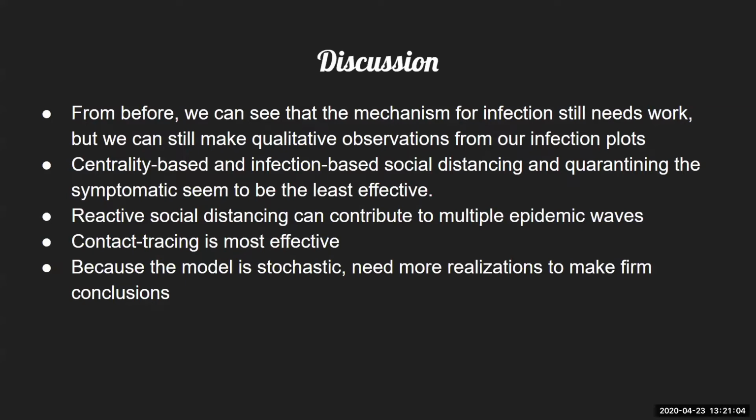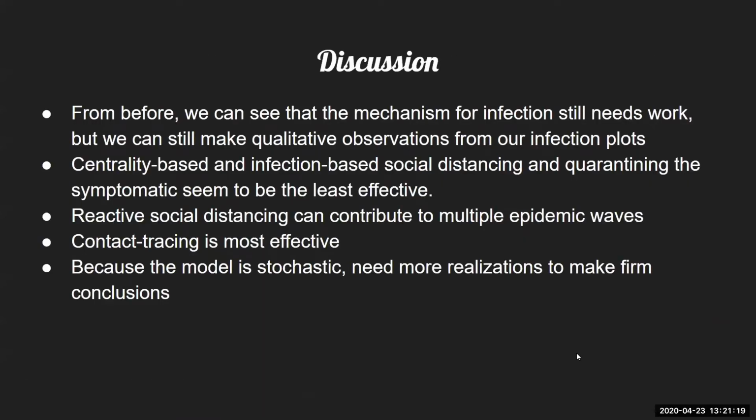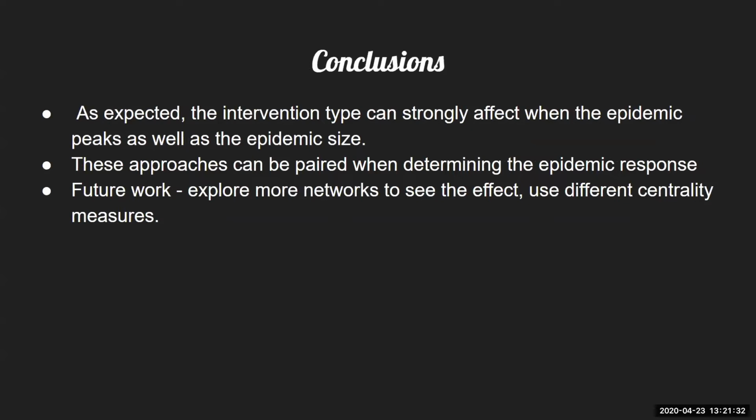We see that actually, if you go back, with reactive social distancing, there was some evidence for epidemic waves. You can see that there is a bump there, and we saw that in other simulations as well. And then we found that contact tracing is the most effective. However, due to the computational cost and the model being stochastic, we actually need more realizations to make firm conclusions on this. And in conclusion, we found that the intervention type can strongly affect when the epidemic peaks, as well as the epidemic size. And these approaches can all be paired. You don't have to use just one when determining the epidemic response.